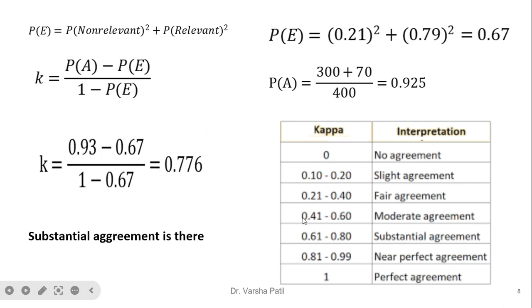So the kappa measure will vary between 0 and 1, and this is the interpretation of the kappa result. From 0.66 to 1 it is acceptable. Before that, it is not acceptable. So the result is 0.776, and we can say that substantial agreement is there. So the result is acceptable.